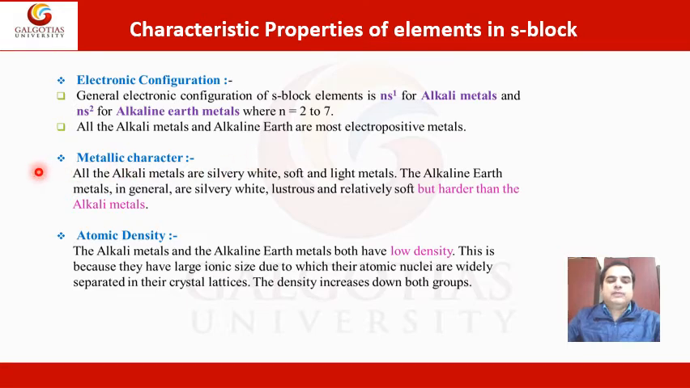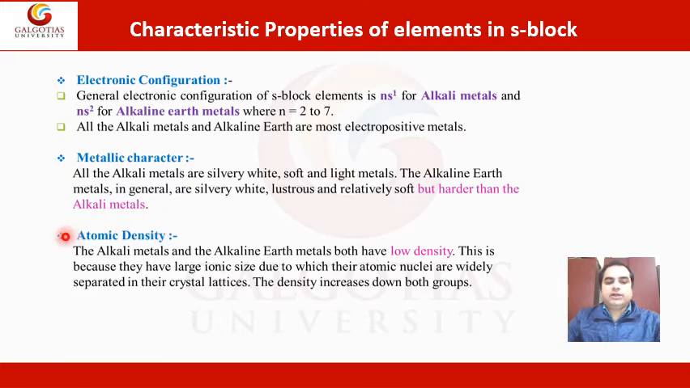If we discuss the metallic character of these elements, all the alkali metals are silvery white, soft and light metals, and alkaline earth metals are also silvery white, lustrous and relatively soft, but they are harder than the alkali metals.